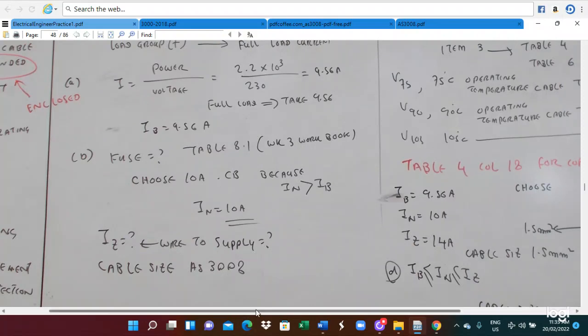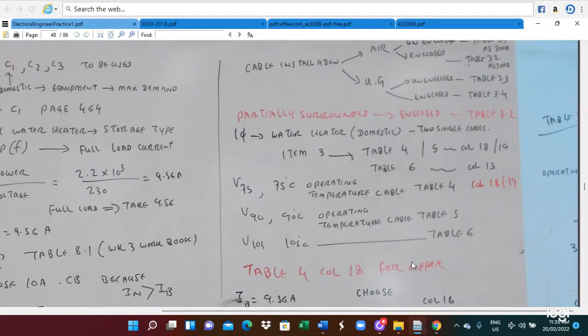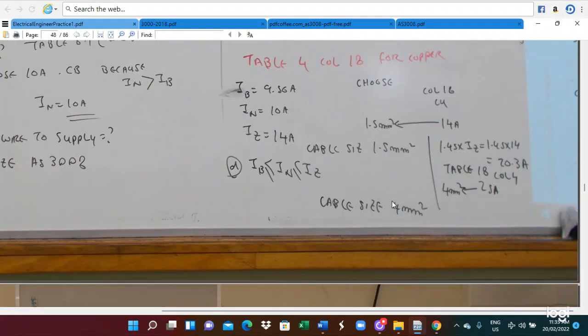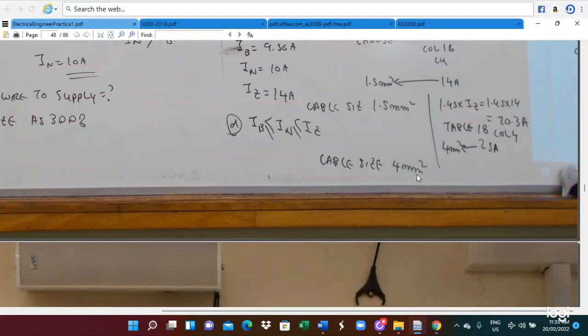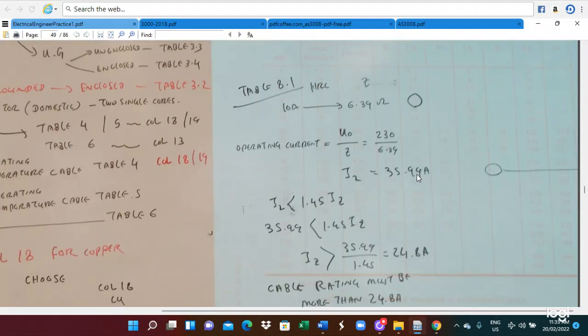So I talk about AS3008 table 1, 3x1, 3x2, 3x3, 3x4, and then we can determine the size of the cable. Although you got the appropriate size of the cable and we agree with the first formula, IB less than IN less than IZ, it does not agree with I2 less than 1.45 IZ. In this case, we can say we are using the HRC fuse.